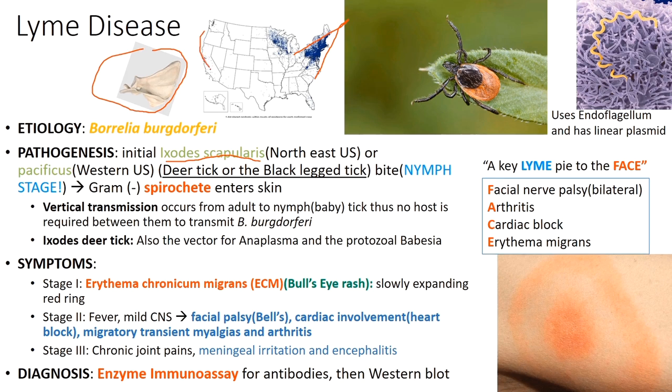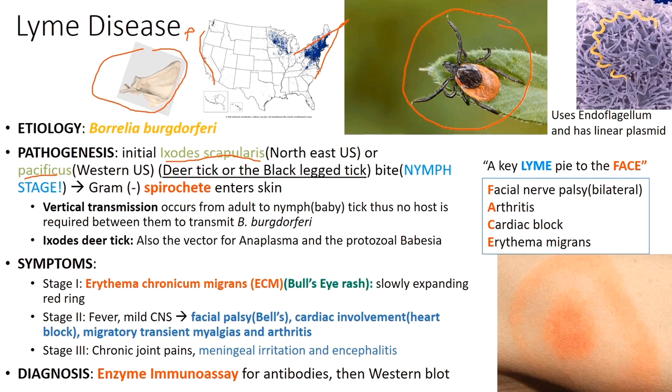Another guy over here on the western side is right next to the Pacific Ocean, and so we're going to call this Ixodes pacificus. These are your deer ticks or your black-legged tick, and I have a picture of it up here. Pretty much what you need to do is memorize what these pictures of these ticks look like, and it's really nice.